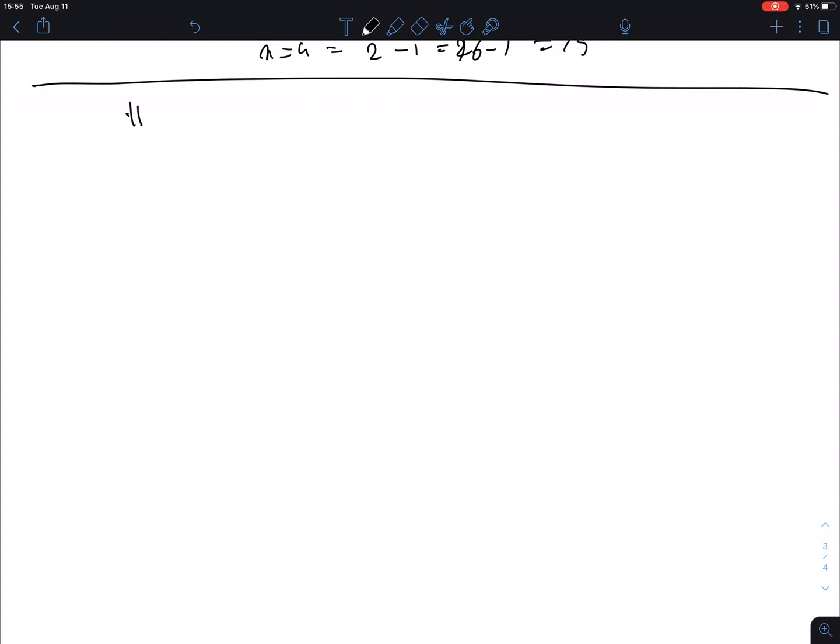So we will count the number of bit strings of length n. Bit strings, of course, means zeros and ones, right? Of length n with no two consecutive zeros.